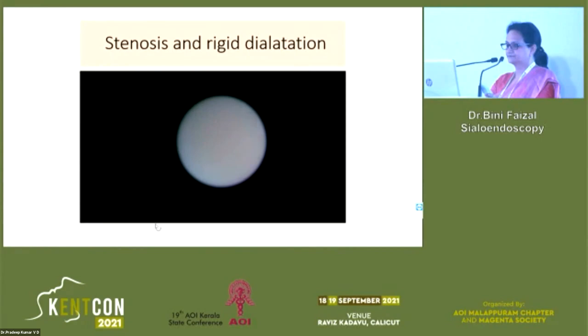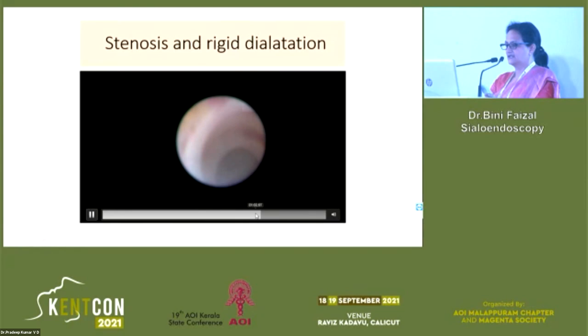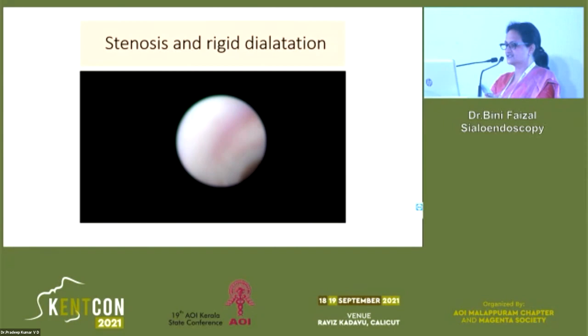I'll just drag it down, yeah. So you can see what is called trachealization of the mucosa. These are called rigid constrictions, which you will see. And that was a narrow segment, which is again being dilated.